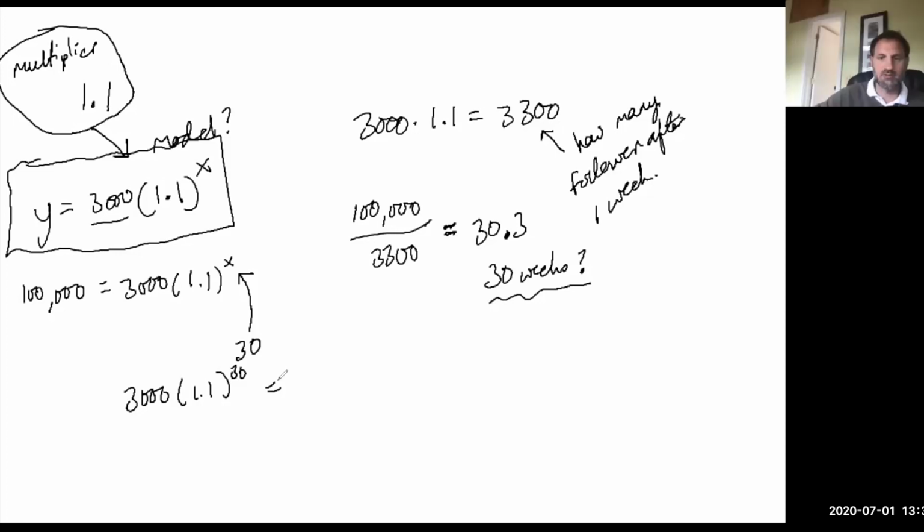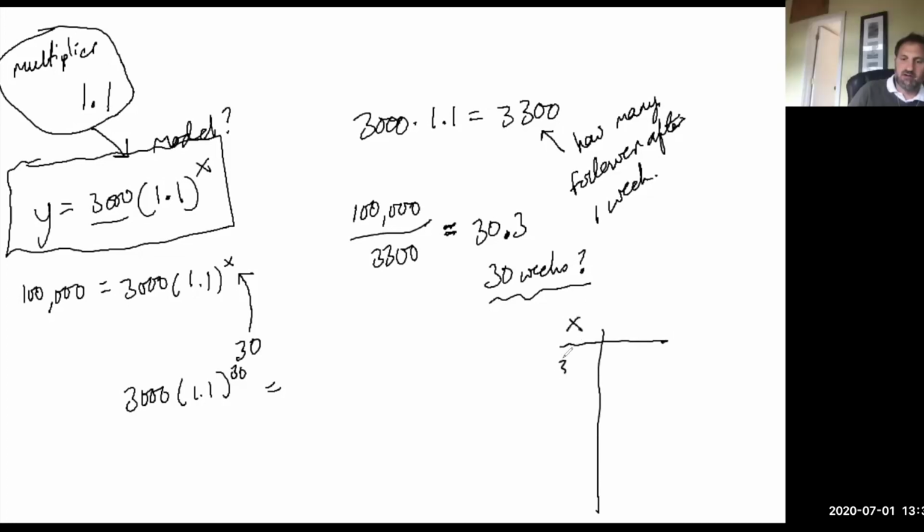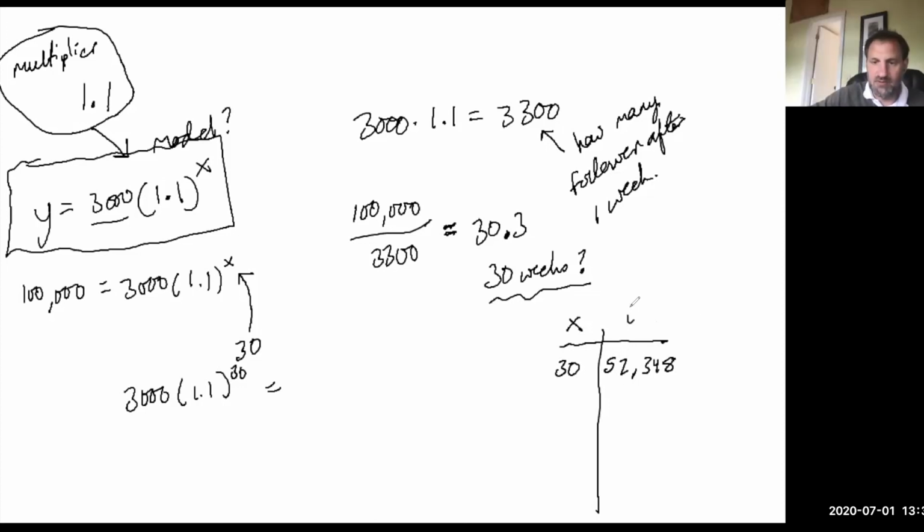How many followers are we talking about? It's way more than 100. 52,000. Yeah, not more than 100,000. We don't have enough yet. 30 weeks would be 52,348. Okay, if you didn't get that, there's something going wrong with the calculator use. Take a picture of your calculator and send it to me. I can give you some feedback.